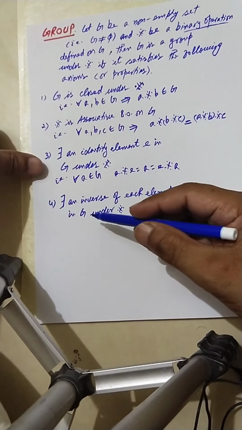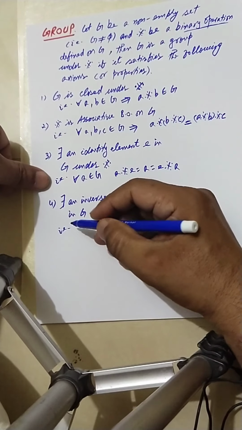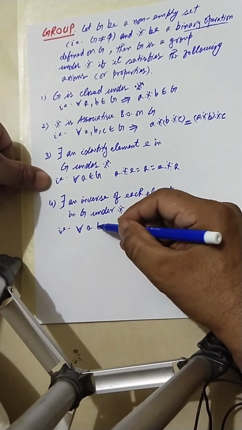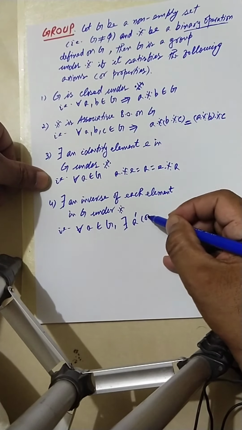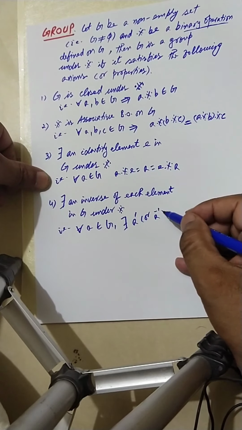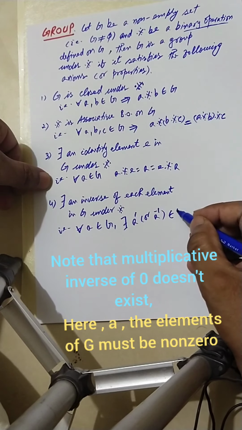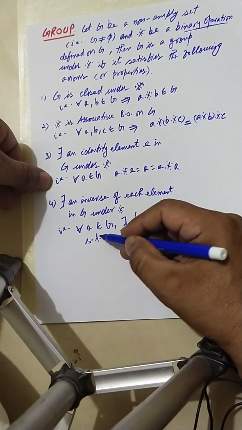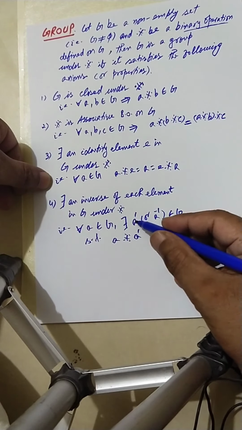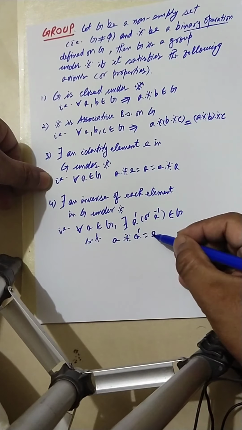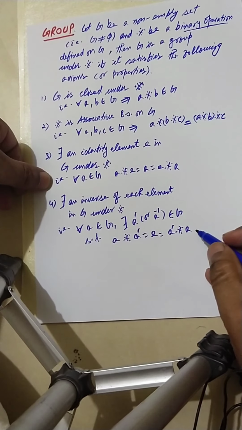And fourth property, there exists inverse of each element in G under *, that is, for all a belongs to G, there exists a dash or sometimes a power minus 1, a inverse. It also belongs to G such that a * a inverse or a dash equal to e equal to a dash * a.